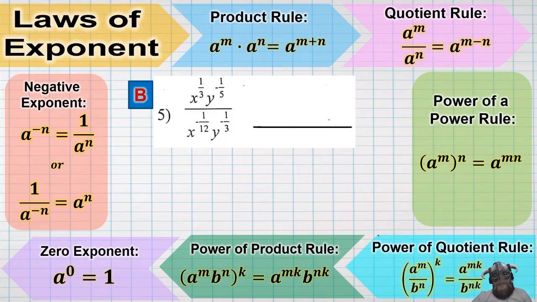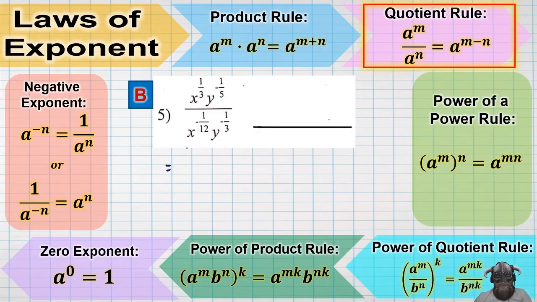Okay, let's proceed to number 5. So we have the given x raised to 1/3 times y raised to negative 1 over 5 all over x raised to negative 1 half times y raised to negative 1/3. So in this case, nakikita ko, madaming negative. But for this one, parehas yung mga bases nila, x, x, then y, and y. So I will use quotient rule twice. Meron kay x and meron kay y.